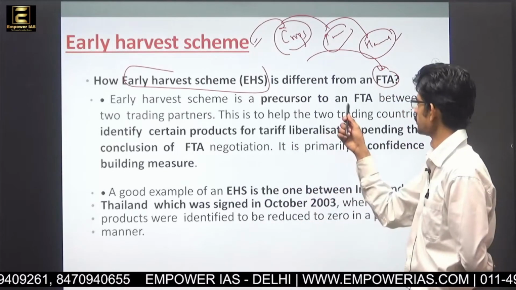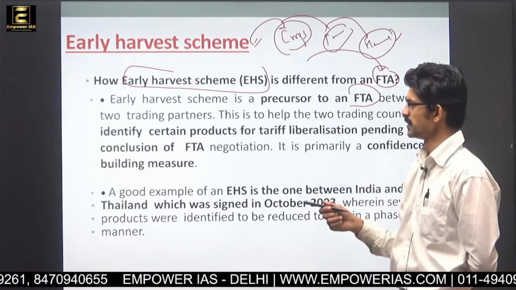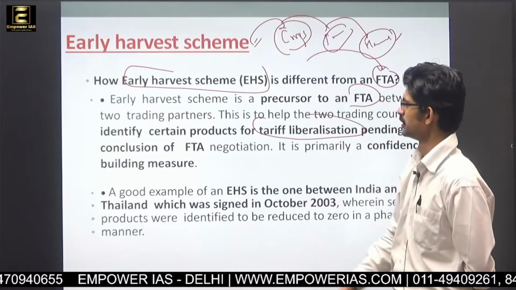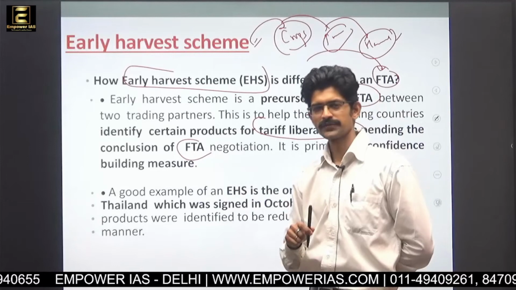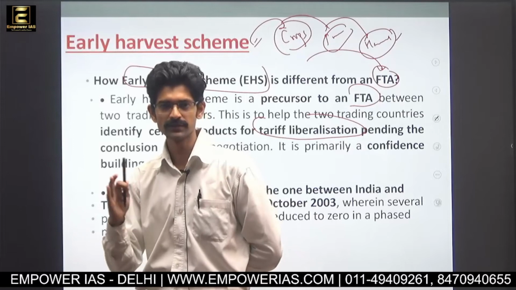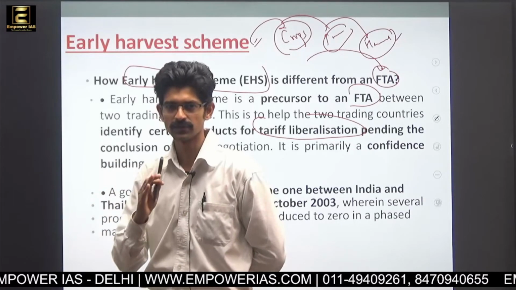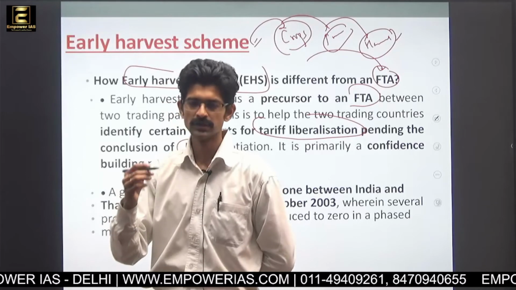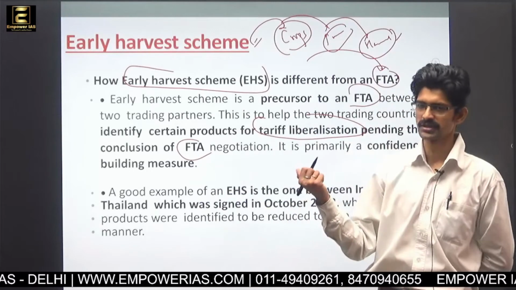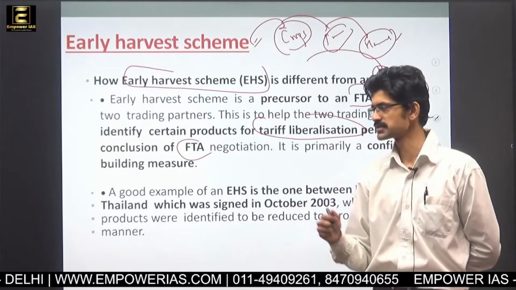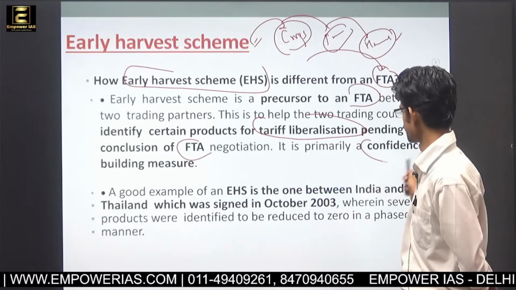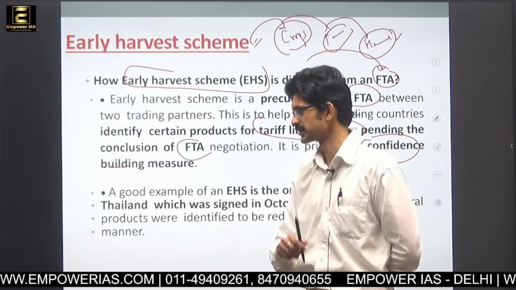It is a precursor of a free trade agreement, having two measures for trading partners. So there are products for tariff liberalization pending inclusion in the FTA. FTA में क्या होता था कि there is reduction of the trade barriers and tariffs that are imposed by the friend countries. तो वो फ्री ट्रेड एग्रीमेंट के द्वारा उसे रिड्यूस करते थे and they allowed other countries to trade freely across the border. But in the early harvest system, there is a reduction of the trade barriers that had emerged, building a secure confidence measure. So that is again a part of confidence building measures.